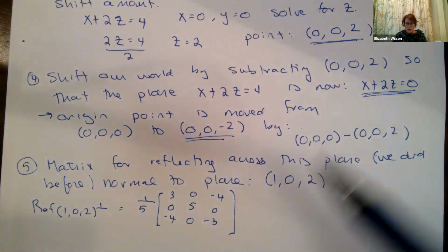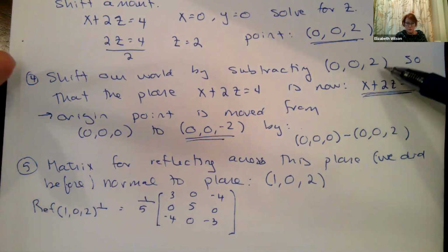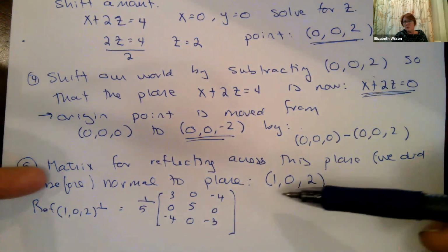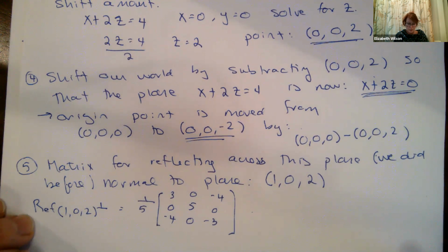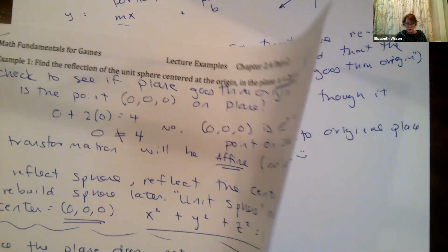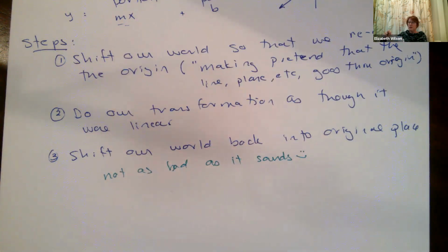Okay, this was all set up, right? We were shifting our world. We're reusing an old matrix. Otherwise, we need to find out what that matrix for reflection is. Okay, so now let's actually go ahead and do our transformation. And I'll write down the different pieces of it.